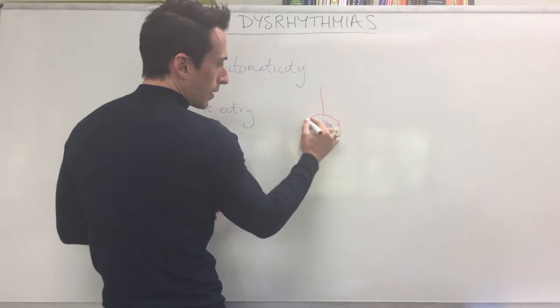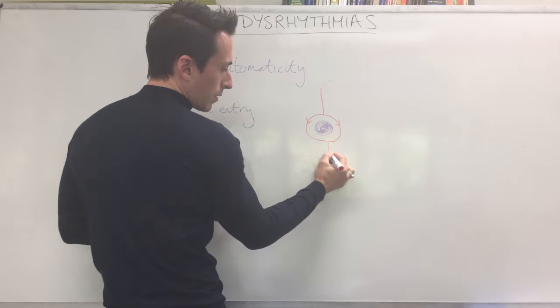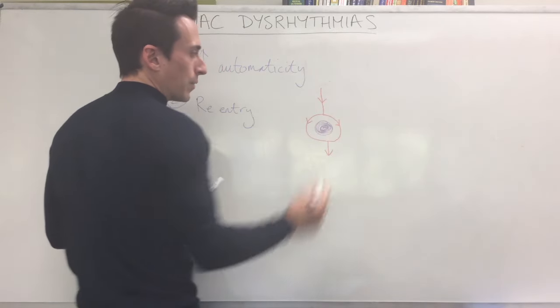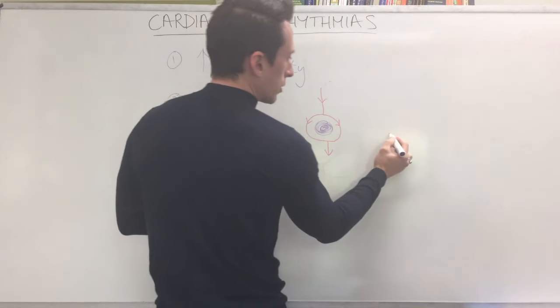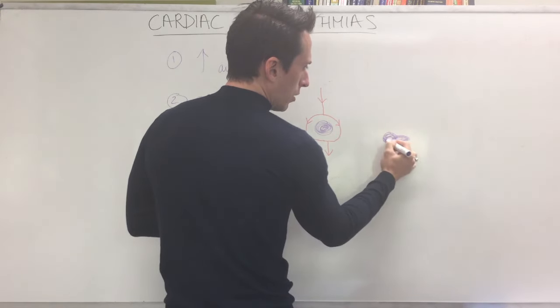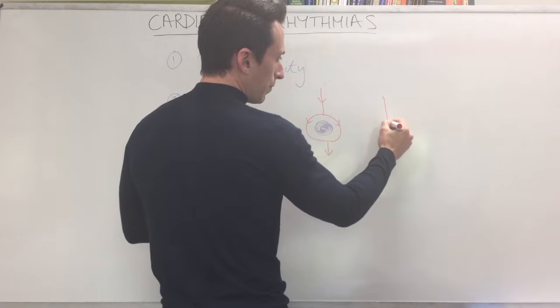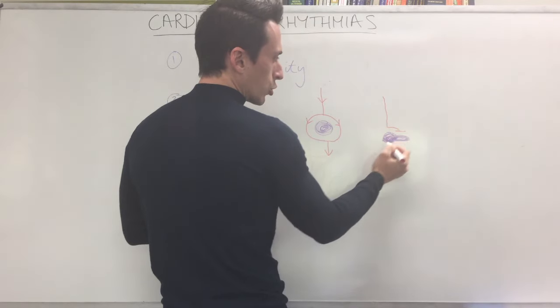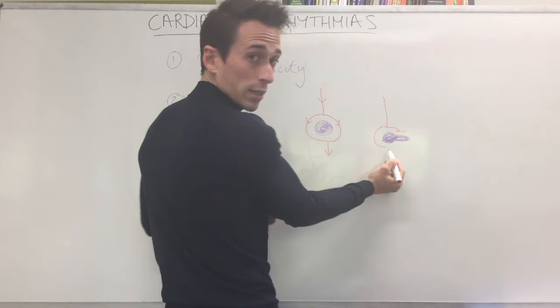Right? And then what it does is it meets up at the other end and continues down. This is what normally happens. But if you have an area of the heart in which some scarring has occurred, for example, what's going to happen is that as this signal comes down and splits into two, one's going to stop and the other one's going to keep going down. Now, usually they meet and cancel each other out.